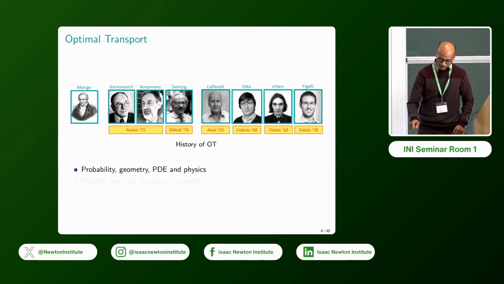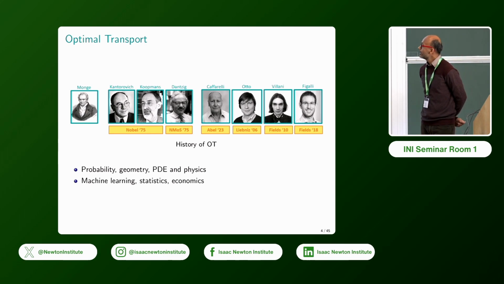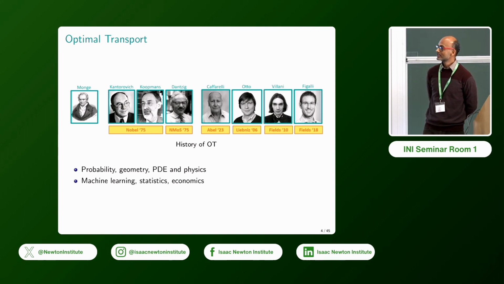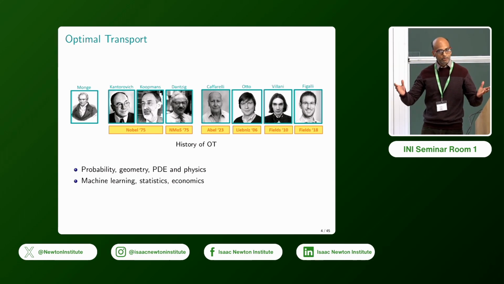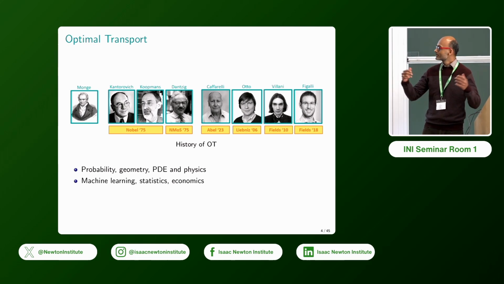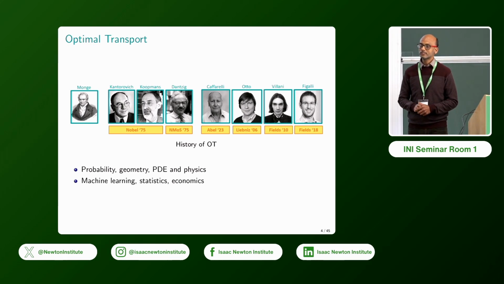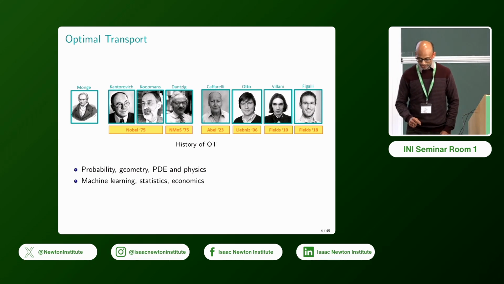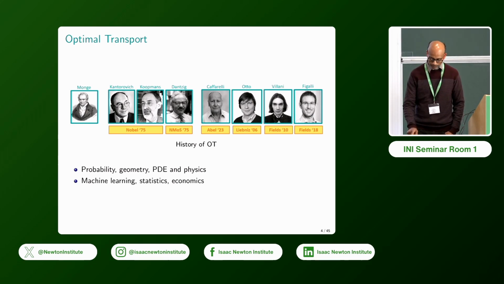But optimal transport also made its way into machine learning and statistics. There has been a lot of interest in machine learning and statistics over the last decade. So there is this new area of statistical optimal transport, and people are using optimal transport to solve very classical statistical problems like sampling, variational inference, and so on and so forth. This has gained a lot of popularity over the last decade.